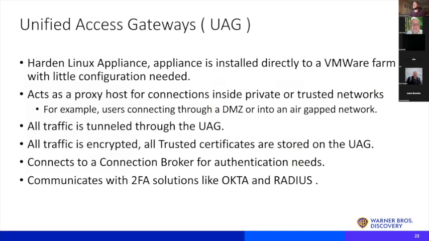The unified access gateways are for tunneling traffic externally or into private networks. They are a hardened Linux appliance. It's a download we get from VMware, and it's super easy to install. It's a few button clicks. You put in the configuration, and you deploy it out as a virtual machine.